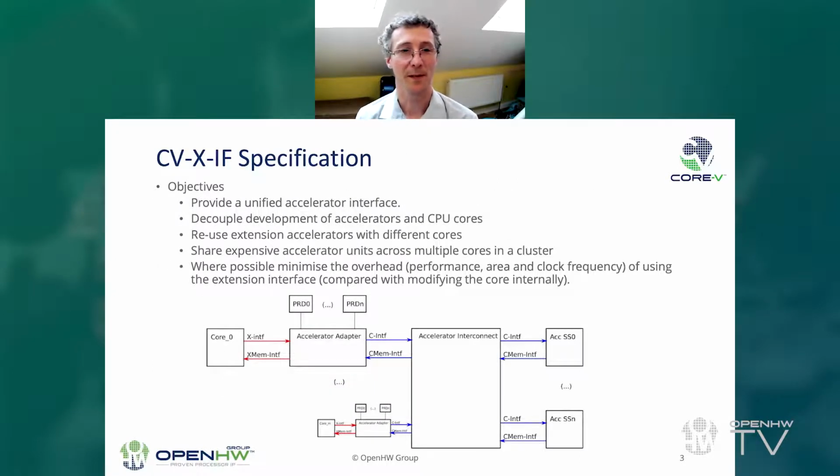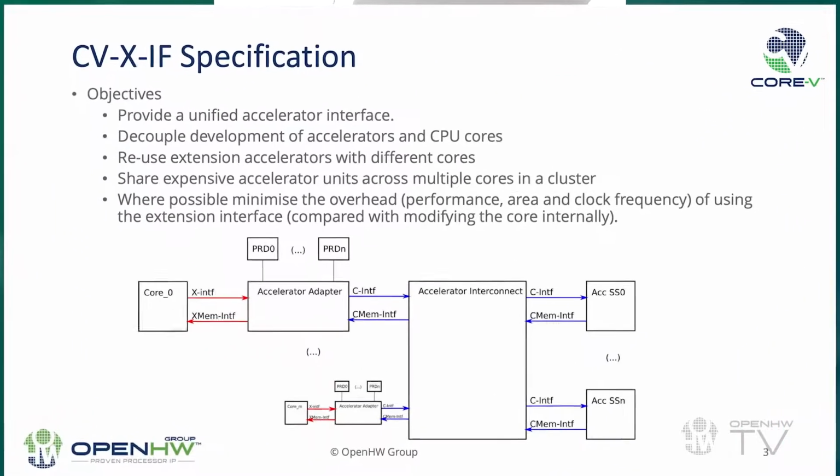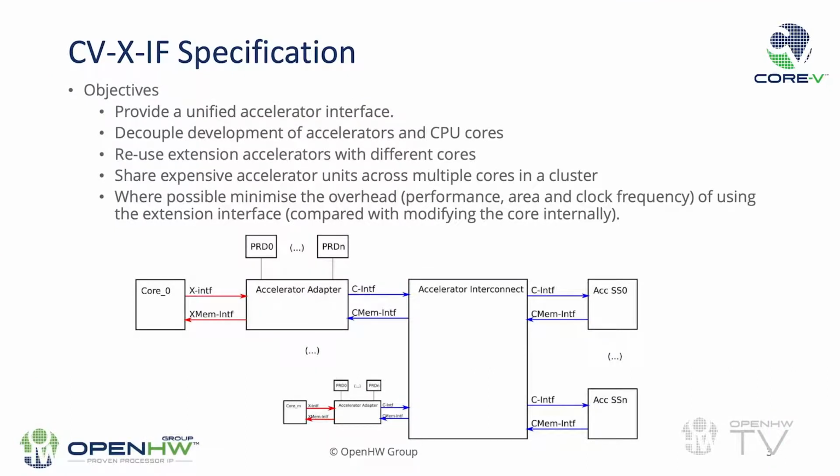So what are the objectives of the project? To provide a unified accelerator interface, to decouple the development of accelerators from CPU cores, and to be able to reuse extension accelerators within different CPU cores. We'd also like to be able to share expensive accelerator units across multiple cores in a cluster, and where possible to try and minimize the overhead of using the extension interface. So there's the performance, the area, and the clock frequency. Compared to just modifying the core internally, this external interface shouldn't pose a large overhead.